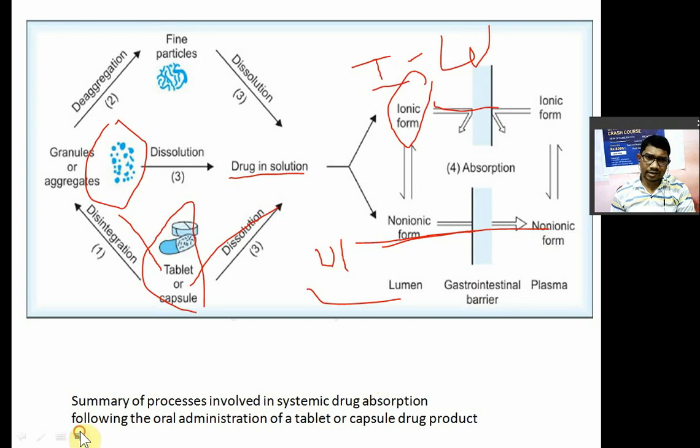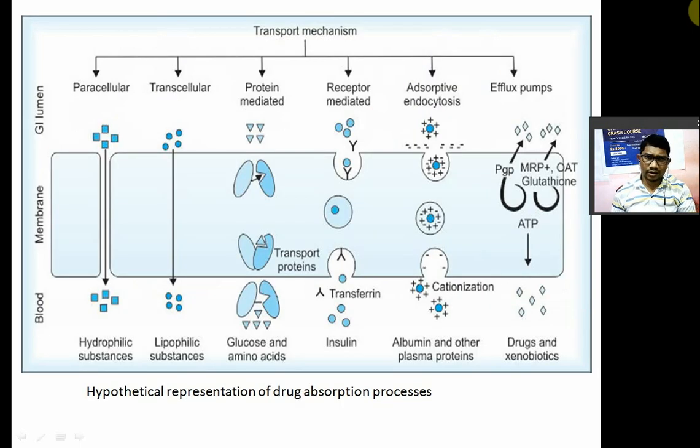We have already seen in the pharmacology tutorial. Now transport mechanism, how drug is absorbed, different transport mechanisms are there, like passive diffusion, all that we already seen. Now transport of drug molecule through a cell is known as a paracellular transport.